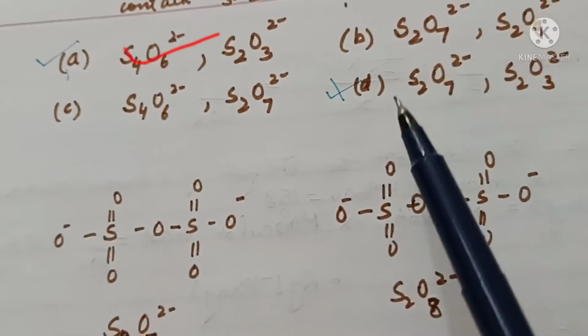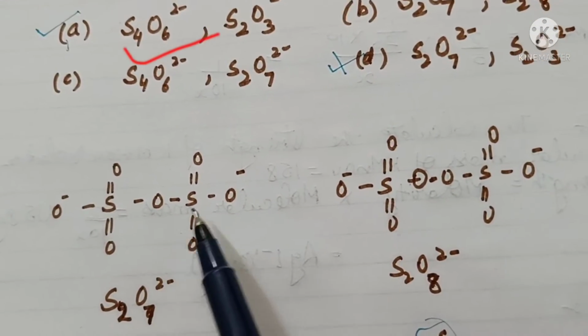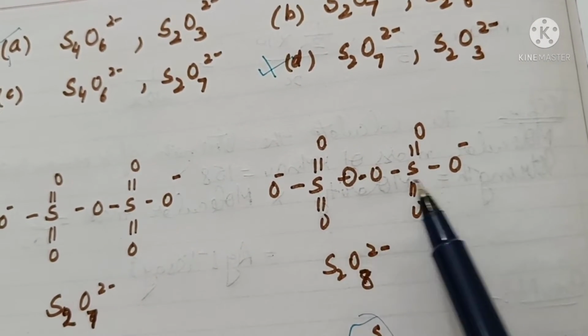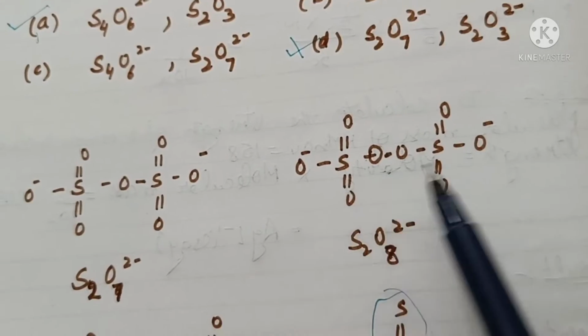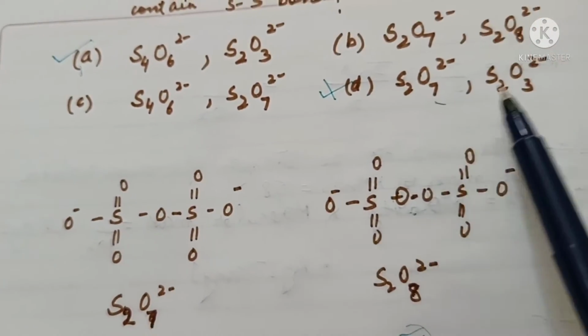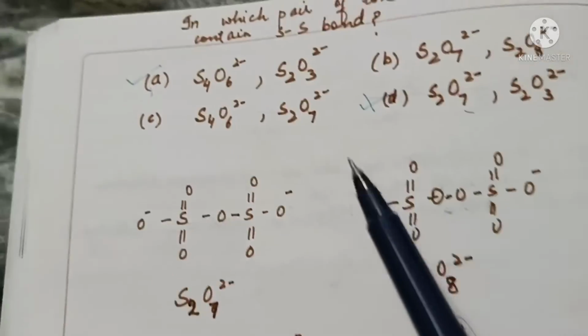Whereas S2O7 2- does not have any sulfur linkage. S2O8 2- also has a peroxo linkage but no sulfur linkages. So these options are not the correct answers. Option A is the correct answer.